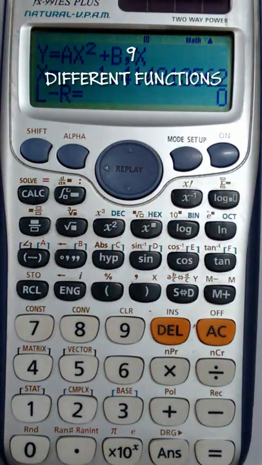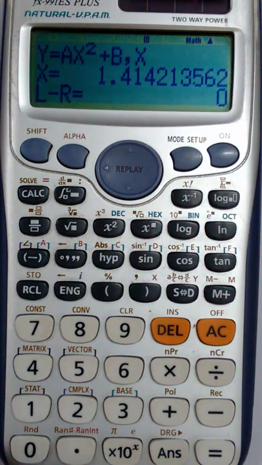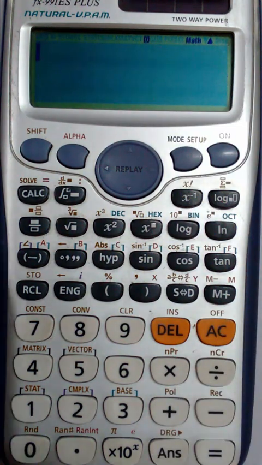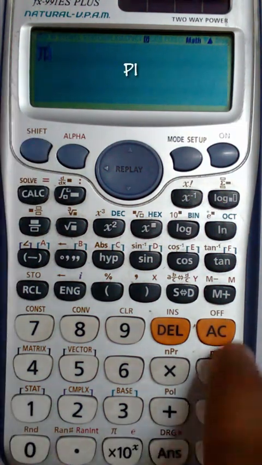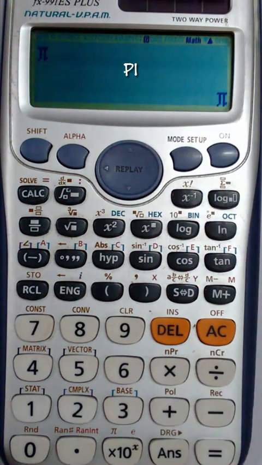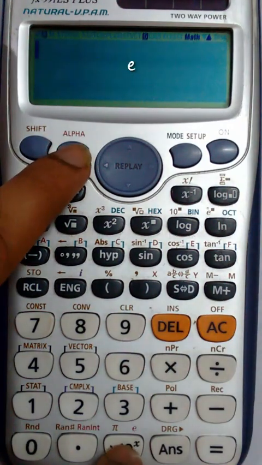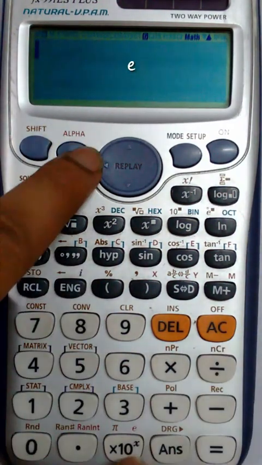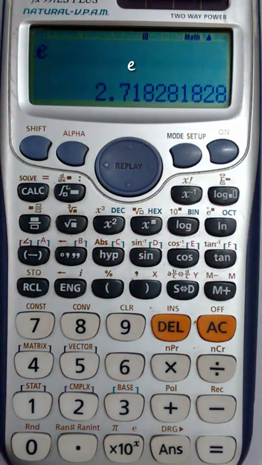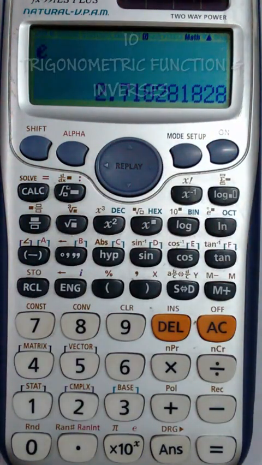Next technique is for the function calculation. You can see here pi is there. So how to get this pi? Just press shift pi is equal to, and you get the pi value 3.14. Suppose I want to find the value of alpha e, it is 2.71. In this way you can use these constant values in your calculation.